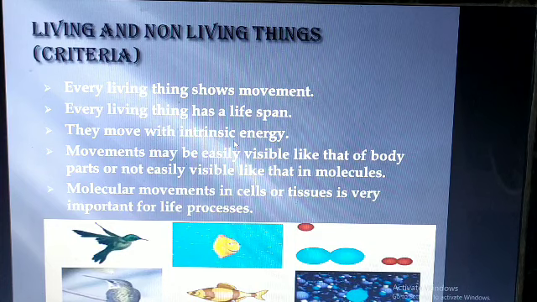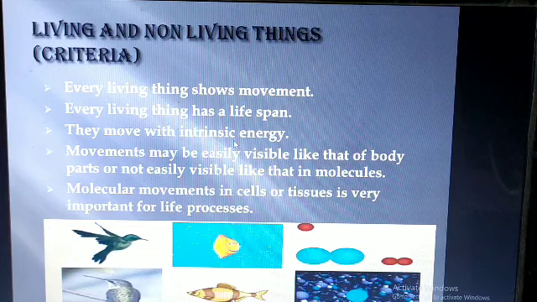But can you see the blood movement inside your vessels? Can you see the cytoplasmic movement inside your cells? No, you cannot. Can you see the movement of protein, vitamin from one place of the body to other? No, you cannot. So these are the things which we see, that the movement in molecules cannot be easily visible, but movements in the body parts can be easily visible. Another thing is that molecular movements in cells or tissues is very important for life processes. So the life processes cannot run until and unless the molecules move inside our cells or tissues.